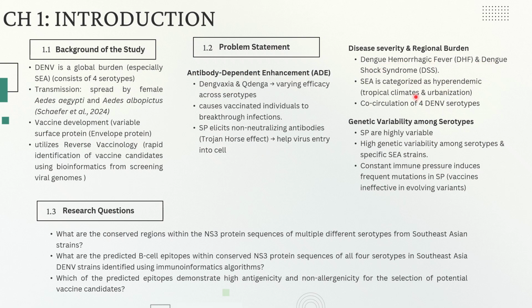Also, we have to consider the regional burden, because Southeast Asia is hyper-endemic due to our tropical climate and urbanization. Next, the surface proteins are highly variable and mutate to evade our immune system. Therefore, this hyper-variability makes them an unreliable target. My study asked what are the conserved regions within the NS3 protein, what are the predicted B-cell epitopes within it, and which of them demonstrate as a safe vaccine candidate.